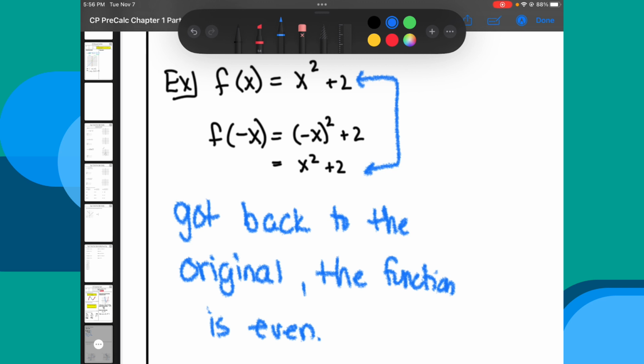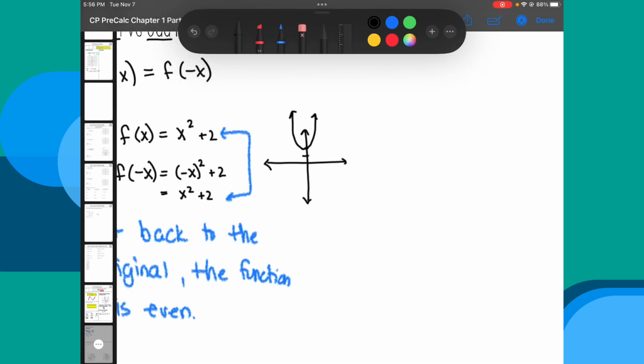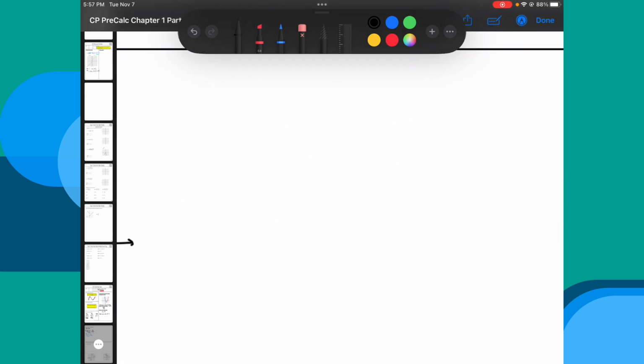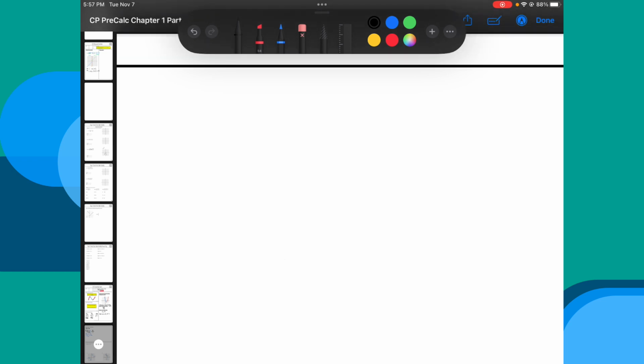That should also make sense if you think about what this graph looks like. A parabola is that shape of the x squared, and then the plus 2 makes it go up on your graph. So we would go up 1, 2, and then we would have that parabola shaped graph. Looking at it visually, we can definitely see that it is symmetric across the y-axis. Let me show you an example of an odd function.